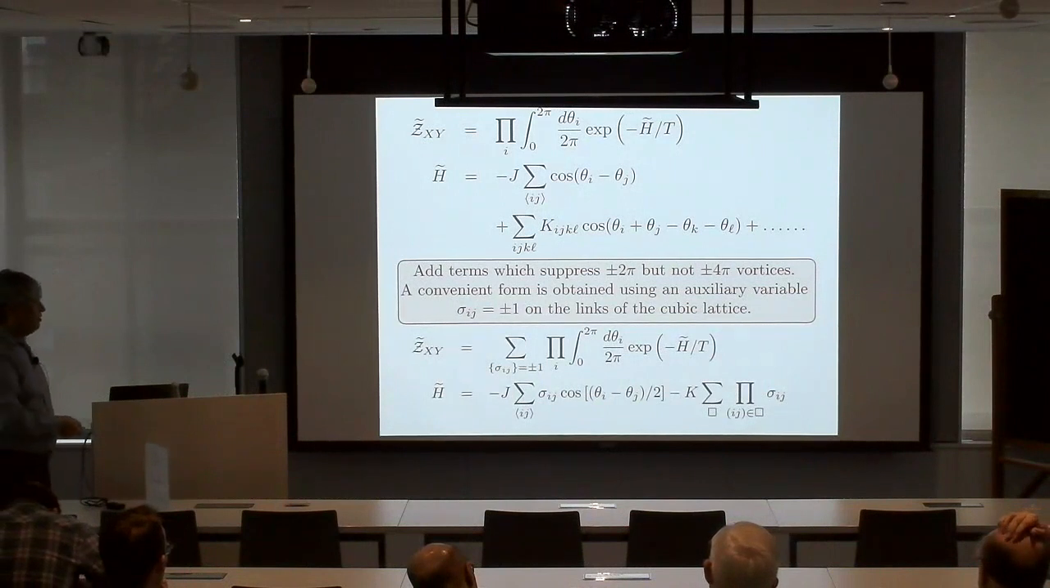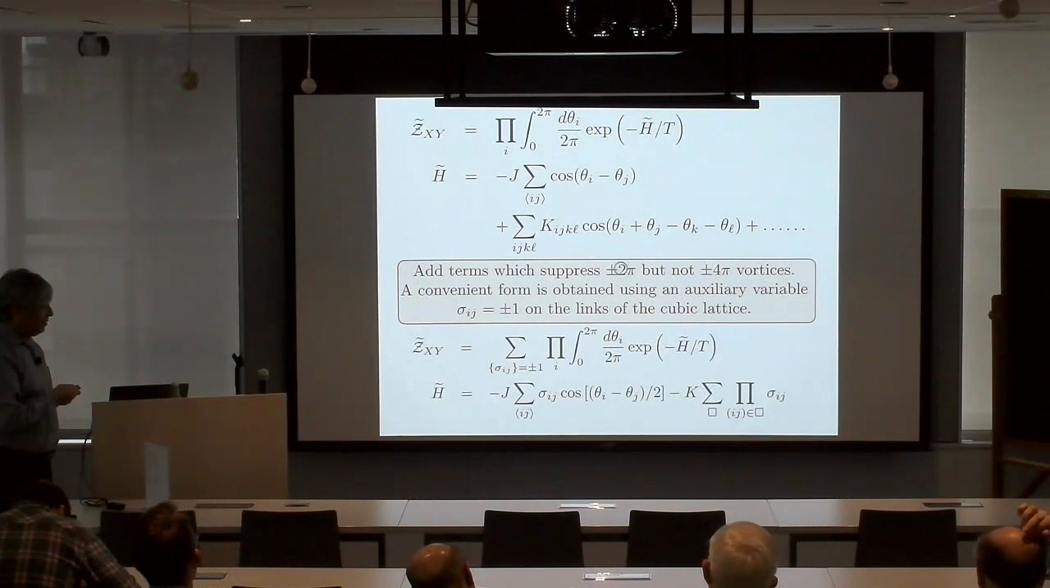Okay, now why do I want to do this? Well, because now this coupling K is a very nice coupling to have, because it's exactly what I need to suppress the elementary vortices. So suppose I take this Hamiltonian and build a vortex.